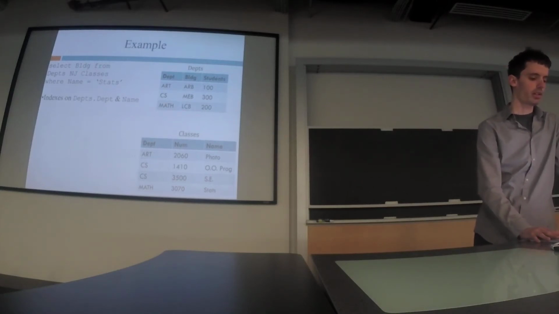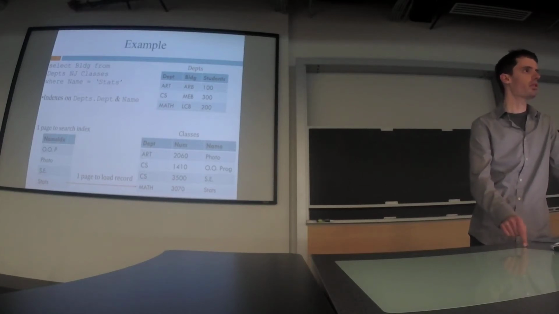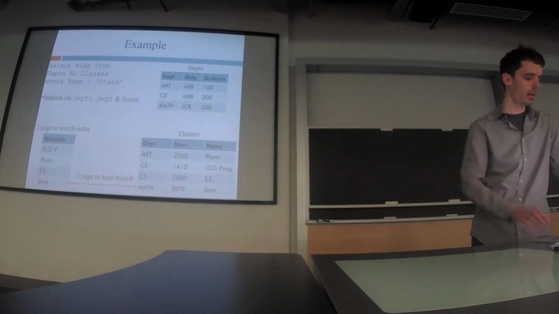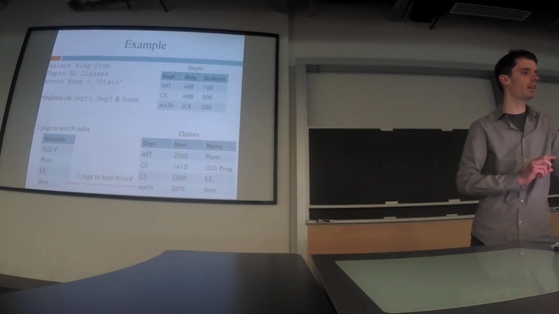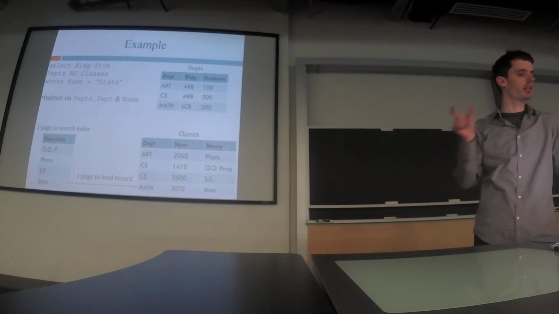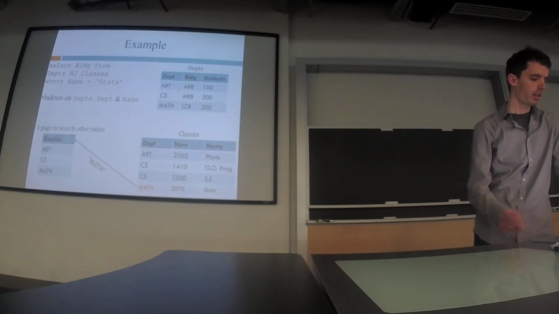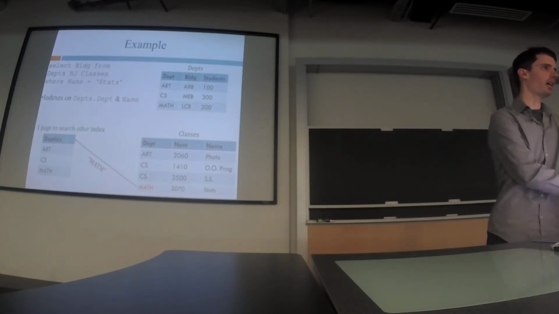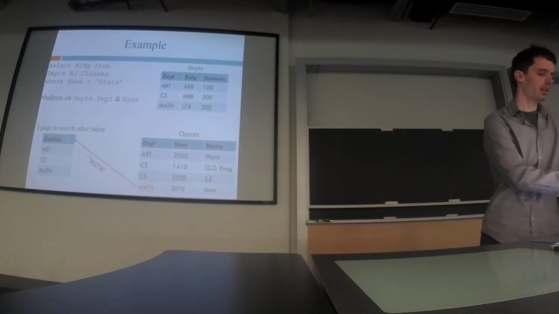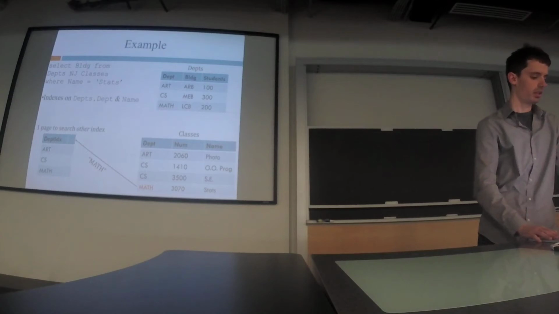What this allows us to do is use the name index to first do the filter to find math or stats. So that's 1 page to search that index, plus 1 page to pull out the full record to get the department number. Then I use that department number as a key into the other index, the departments index, and I search for that all within 1 page. So we're up to 3 pages total.